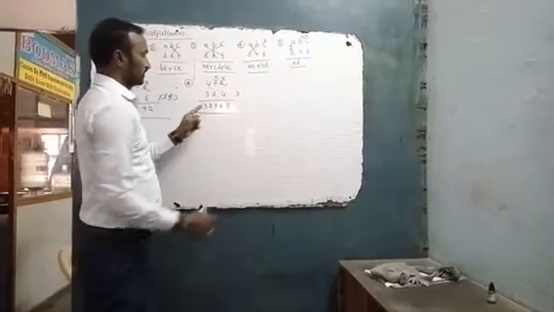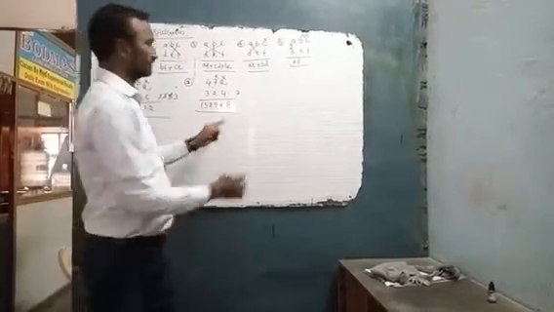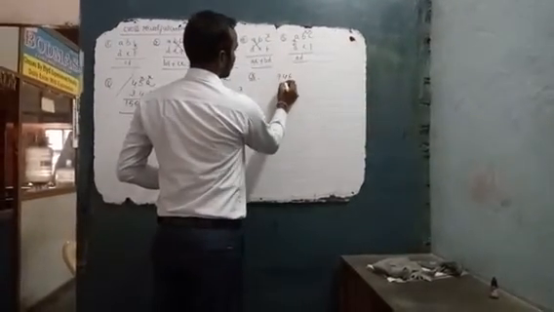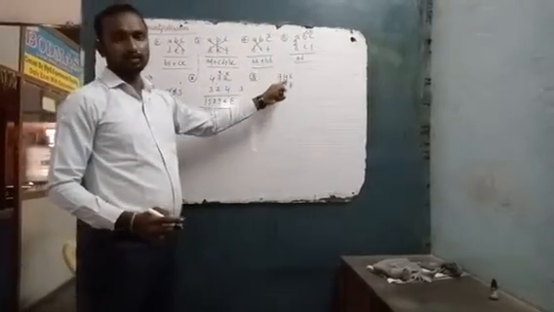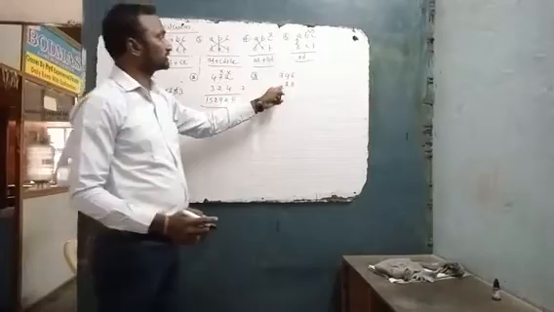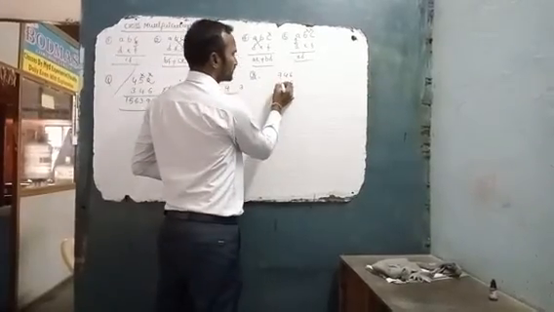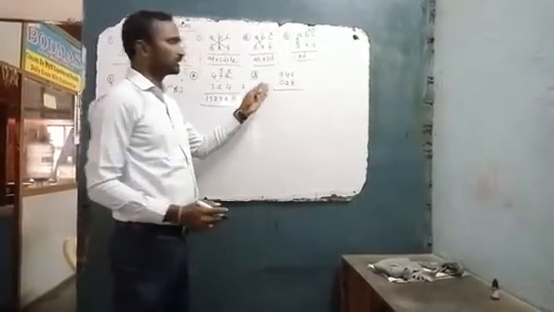This is the result: 15, 29, 28. We will see. Suppose the question is given like this: 746 into 28. That means a 3-digit number into 2 digits. How do we perform multiplication for this question? Simply you can add a 0 on the left-hand side, nothing will happen.